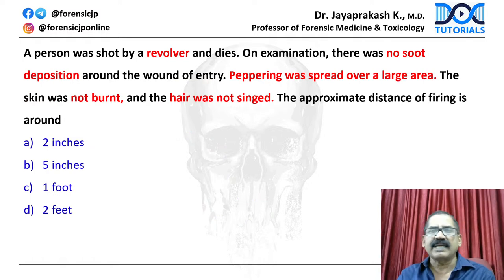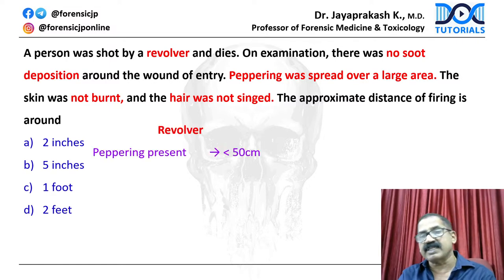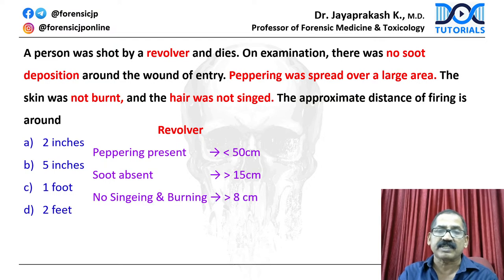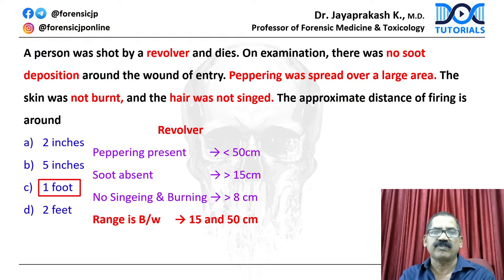Same question, slightly different. Again, it is a revolver. There is no soot deposition. But peppering is present. Peppering present means less than 50 cm. No soot means more than 15 cm. Singeing is immaterial here. So, answer is 50 centimeter, that means it is 1 foot. 1 foot.